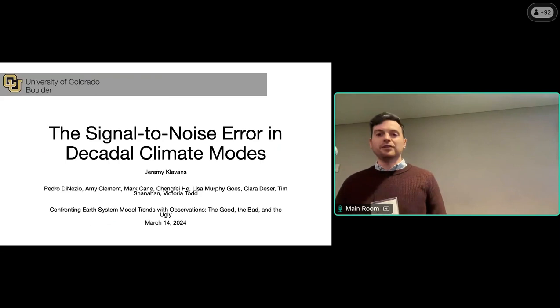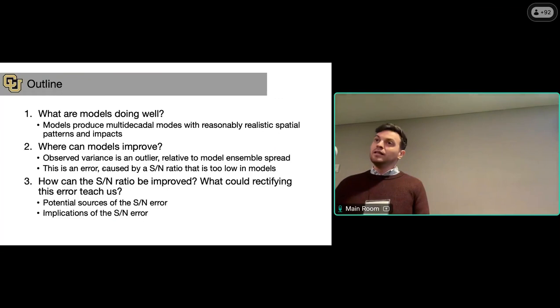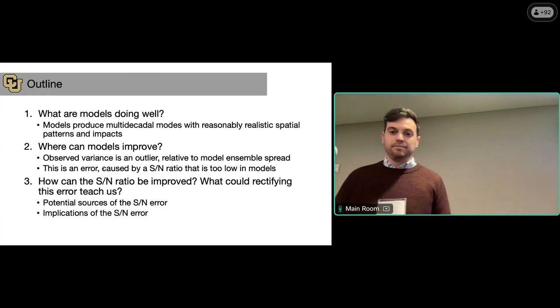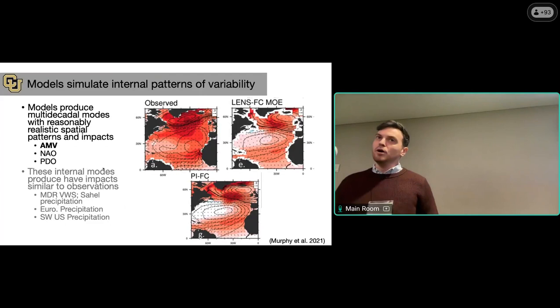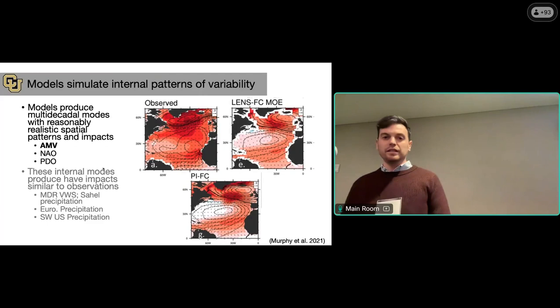We're going to first start with what models are doing well, and then we're going to focus on what they can improve on. And we're going to finish up with, if they take some of the steps to improve, what can we learn from them as they get better? I'm going to start with a focus on these decadal modes. We're going to be looking at the AMV, NAO, and PDO as examples, and we're also going to be looking at some of their impacts.